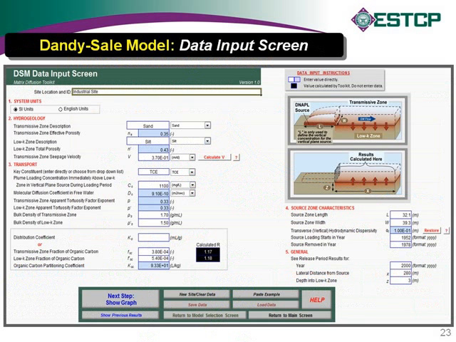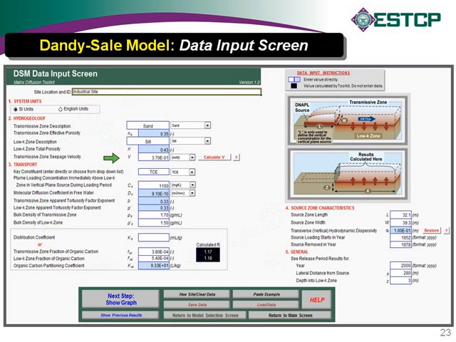And so the Dandy Sail model is set up very similar to the square root model. The input, again, is just one page, so you don't have to scroll through pages to enter data in. And like the square root model, you enter your system unit, your hydrogeologic information, your transport information, and source zone characteristics and general information. And once again, the blue cells are default values that the toolkit can provide if you don't have site-specific information.